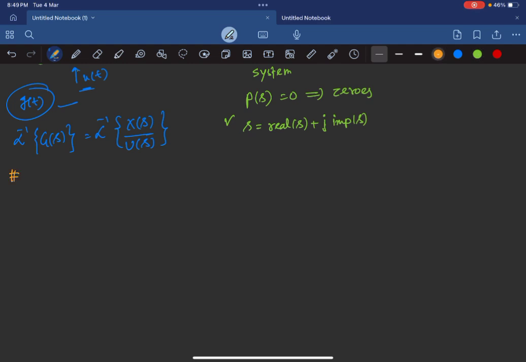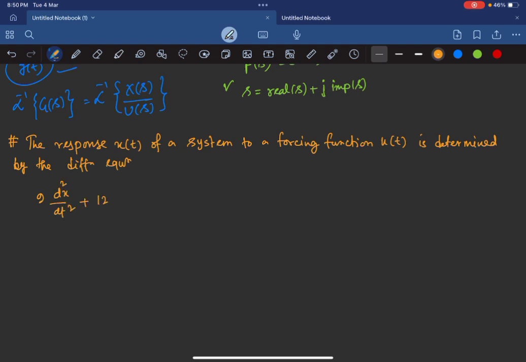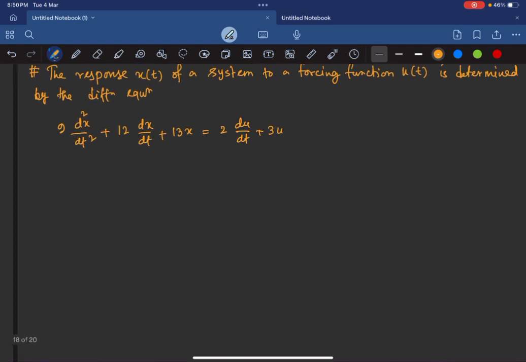Now first take this problem. The response x(t) of a system to a forcing function u(t) is determined by the differential equation 9 d²x/dt² plus 12 dx/dt plus 13x equals 2 du/dt plus 3u.